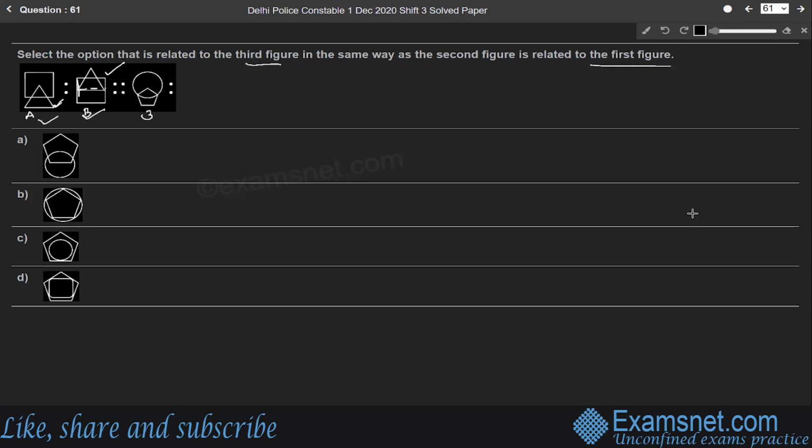Similarly, for the third and fourth figure, the relation will be, for the fourth figure here, we need to move the pentagon upward to the middle of the circle. So the circle looks like this. Move the pentagon upward to the middle of the circle like this, right? Therefore, option A is the right answer.